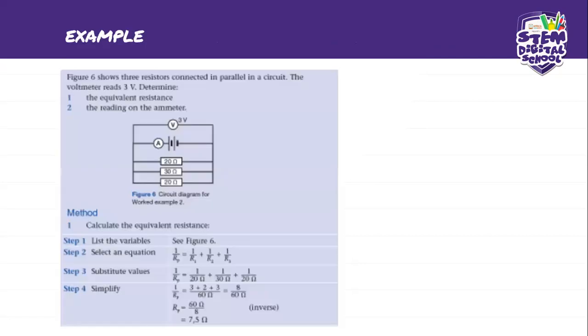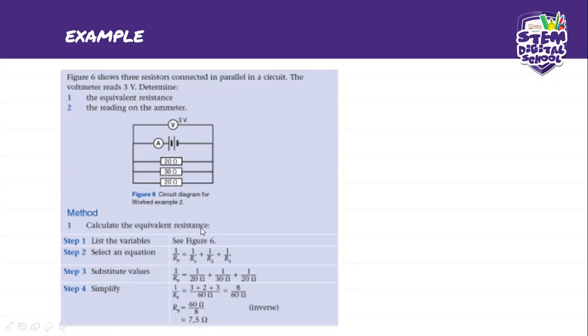So then we get to an example. The example shows 3 resistors connected in a parallel circuit. The voltmeter reads 3 volts. Determine, number 1, the equivalent resistance, and number 2, the reading on the ammeter. So the first method that we're going to do, we're going to try and calculate the resistance. Here is how we calculate the resistance.